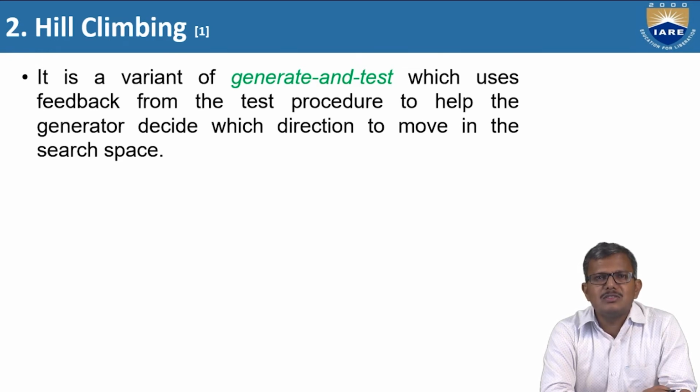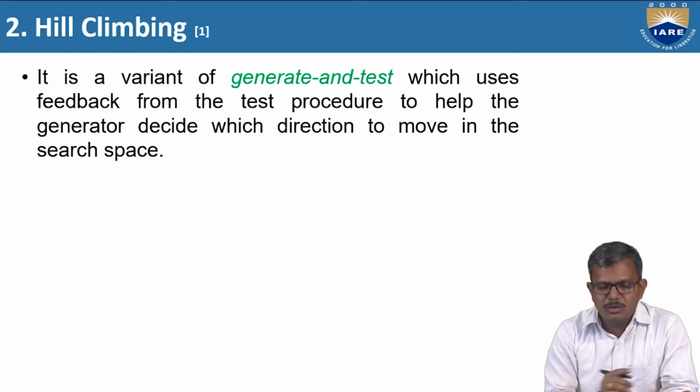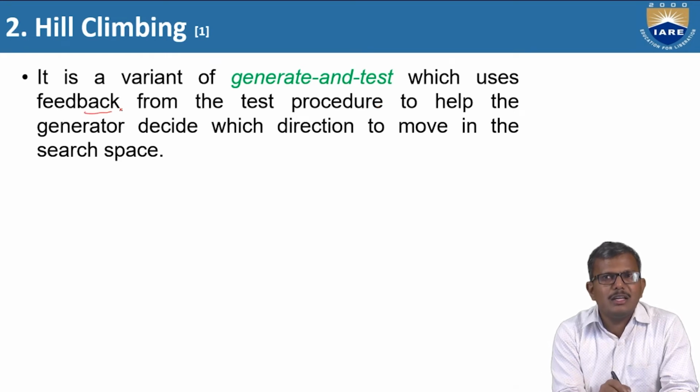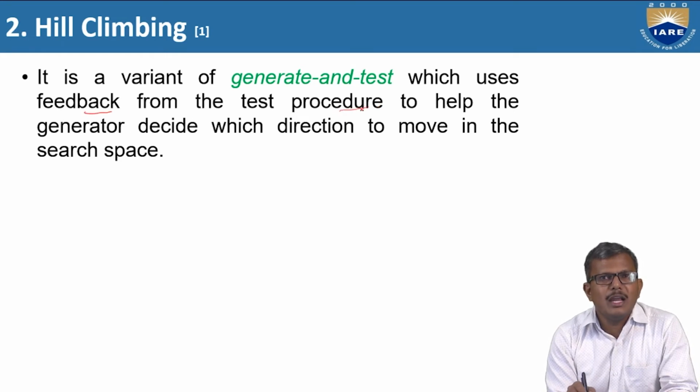But in hill climbing, it is not the case. Why? Because hill climbing makes use of a heuristic search technique, means it is going to implement a heuristic function. This function will give us some weights or some cost of the path, so that you can select the best one and move towards the next goal state. So it is a variant of generate and test which uses feedback from the test procedure, and it helps us decide in which direction to perform the search.